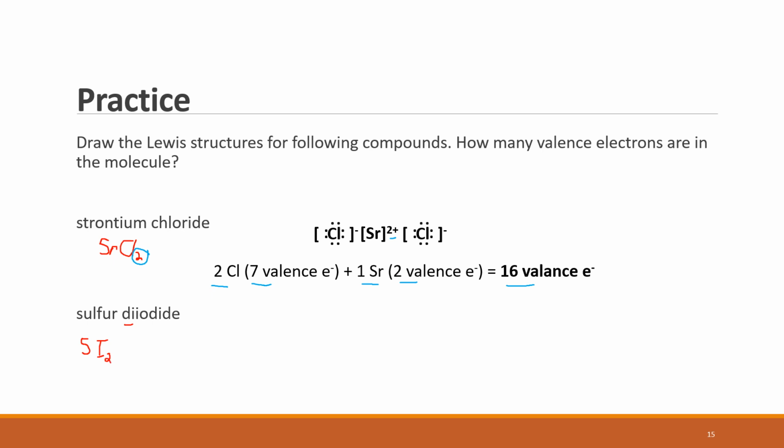My first step is to calculate the total number of valence electrons. So to do that, I figure out how many atoms of each element are present and what they contribute. So for iodine, for instance, iodine has a subscript of 2, indicating there are 2 iodine atoms. Each iodine atom contributes 7 valence electrons because it's in group 7 on the periodic table. Now for the sulfur, there's 1 sulfur atom. Sulfur's in group 6, so it contributes 6 valence electrons. So that means we have 20 total valence electrons to play with when we're drawing this structure.